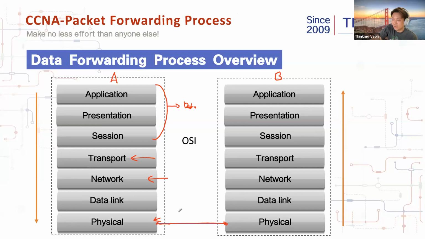Of course, in between, we will have many network devices in the cloud here. But here we just assume they are directly connected with a cable. So the traffic will go through the physical layer, use the cable to connect to this side. From here, the packet will go from down to top. It will become a decapsulation.